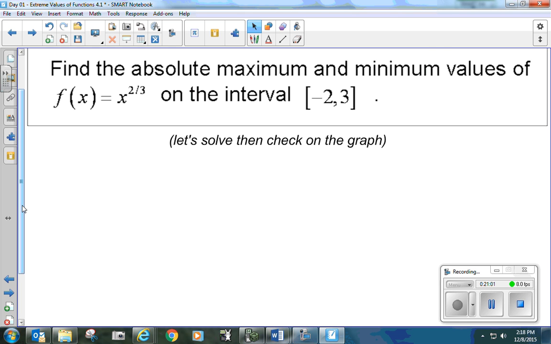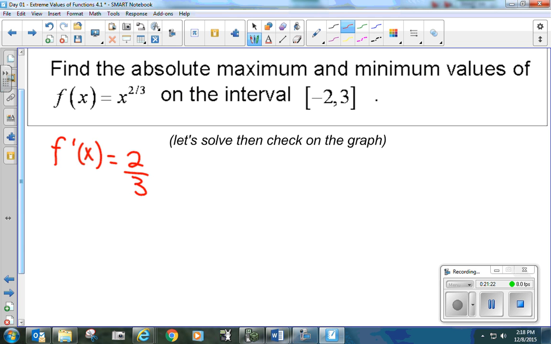So I'm going to first take the derivative of this, and I'm going to use just my normal exponent rule. What do I do? Yeah, the exponent comes down. If that was x squared, wouldn't it be 2x, right? So I take my 2/3 down here, times x, and then I do what to my exponent? I subtract 1. So what is 2/3 minus 1? It's -1/3.